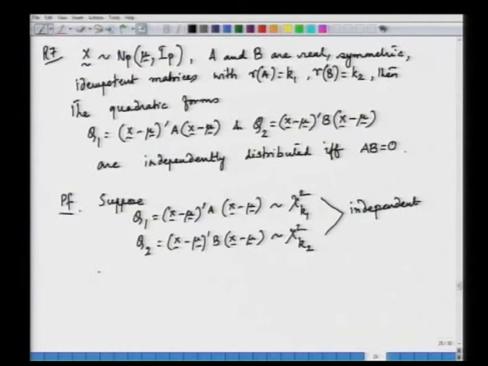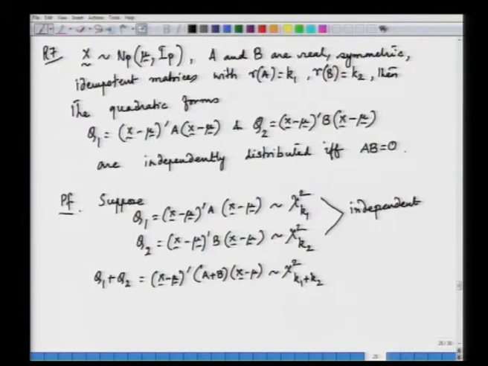So, they are, by the additive property of independent chi-square distributions, going to give a chi-square variable as well. So we have Q1 plus Q2, which is nothing but (x minus mu) transpose, with the matrices adding up, (A plus B) times (x minus mu). This also follows a chi-square with K1 plus K2 as the degrees of freedom.